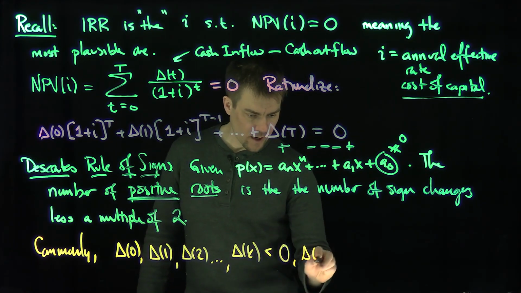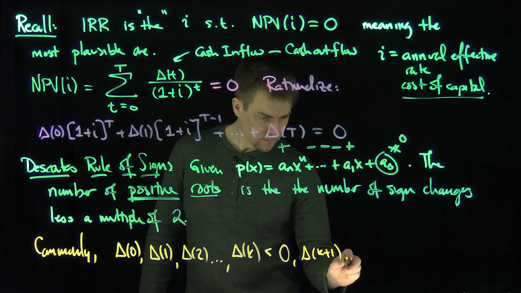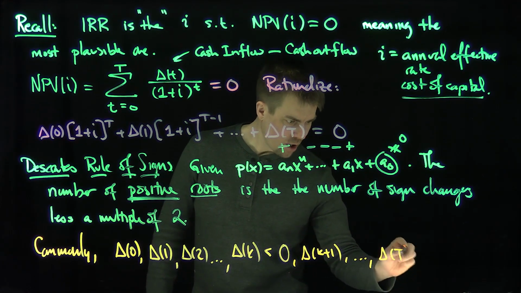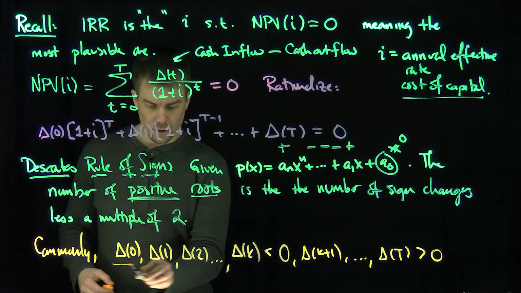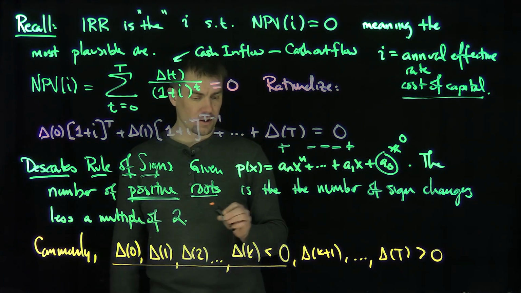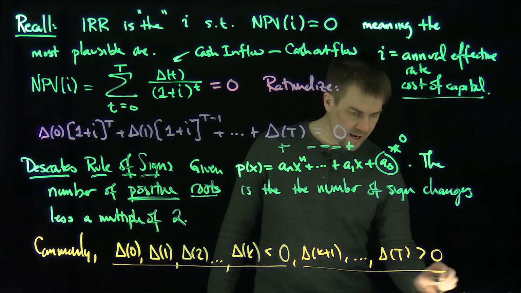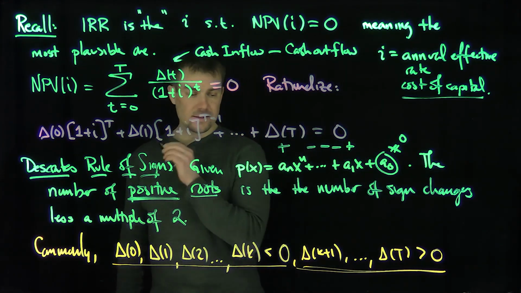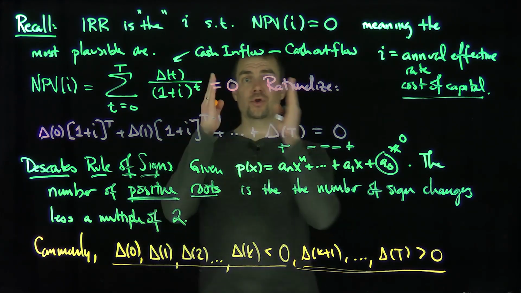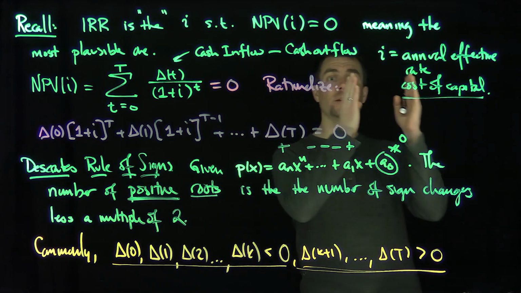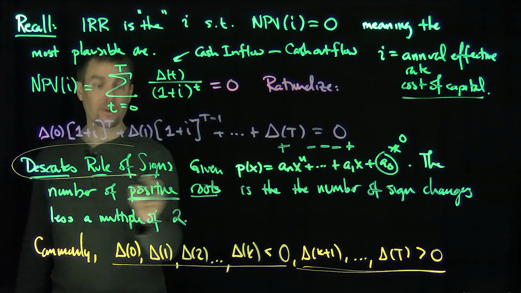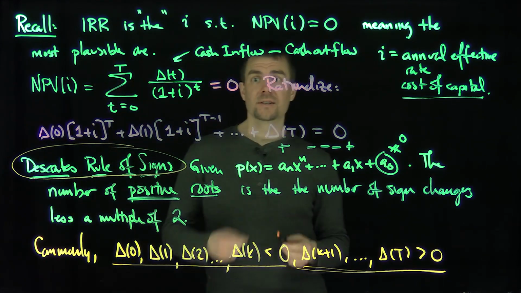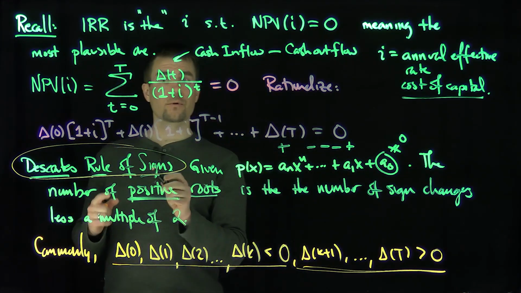And after this, you have delta k plus 1 all the way down to delta T, all of those values greater than 0. So in other words, for a long time all the cash flows are going to be less than 0, and then after that time, all the cash flows are going to be positive. In this situation we have initially a whole bunch of negative cash flows, then you immediately transition to a whole bunch of positive cash flows. Descartes' rule of signs says there's going to be exactly one positive root of that equation.